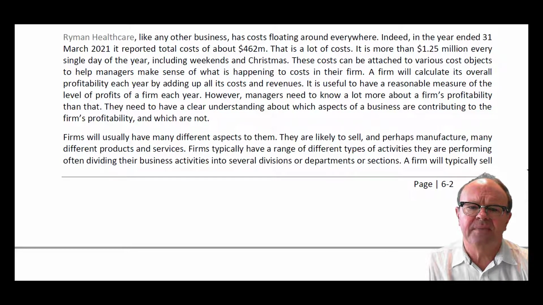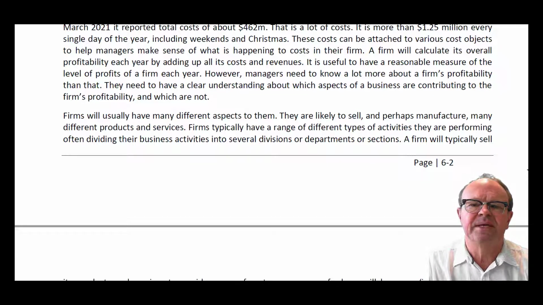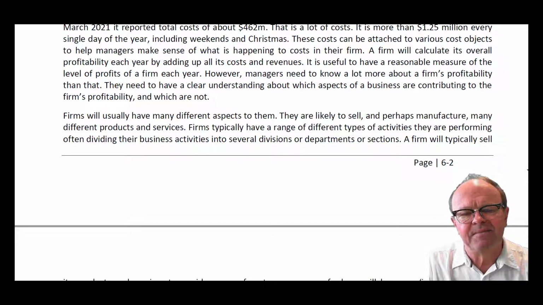Ryman Healthcare, like any other business, has costs floating around everywhere. Indeed, in the year ended 31 March 2021, it reported total costs of about $462 million. That is a lot of costs. It is more than $1.25 million every single day of the year, including weekends and Christmas. These costs can be attached to various cost objects to help managers make sense of what is happening to costs in their firm.